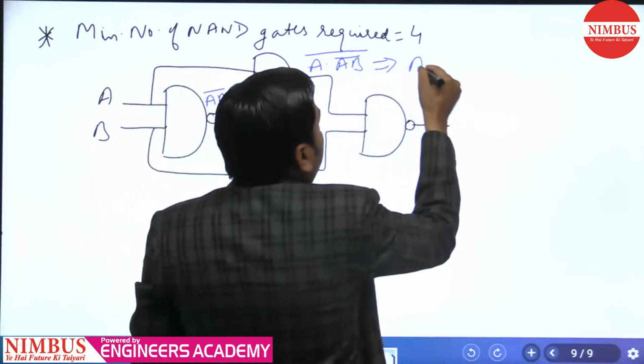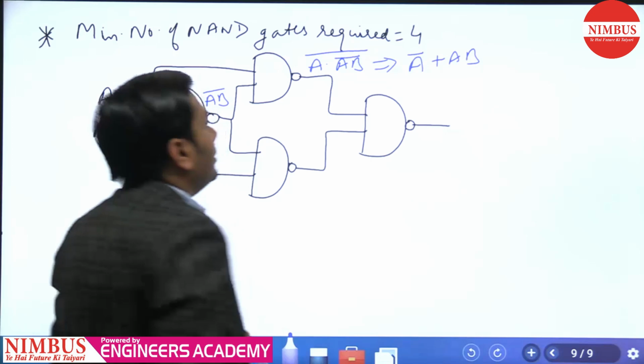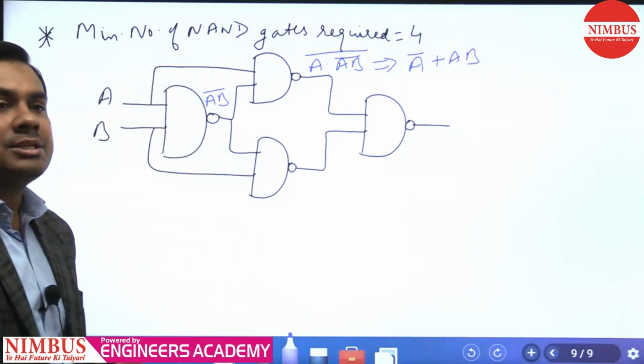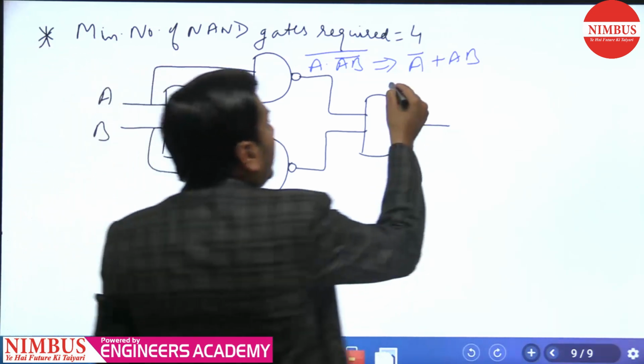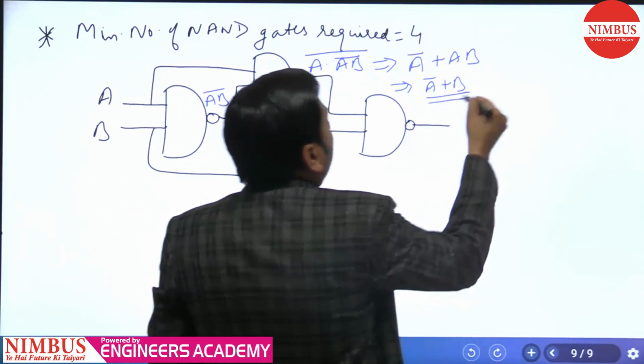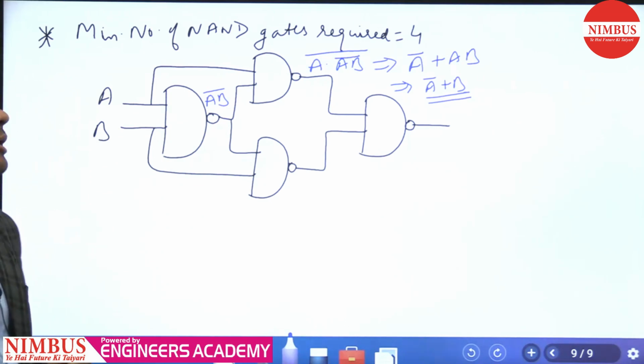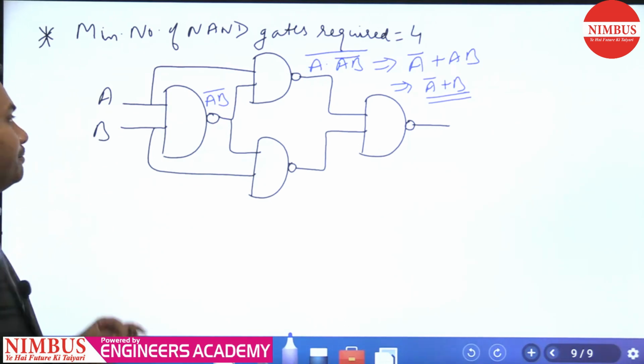After simplification, applying De Morgan's, we are having A bar plus AB, and A bar plus AB means A bar plus B, right?